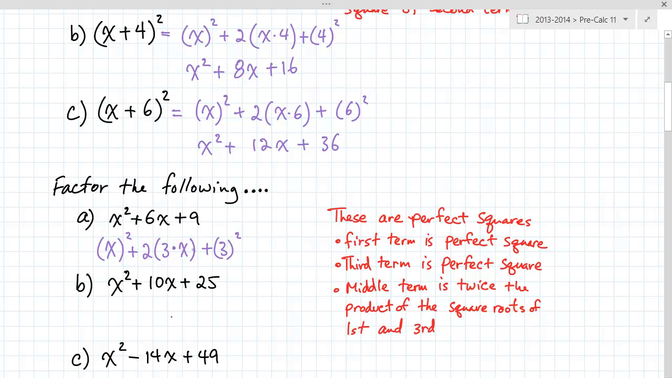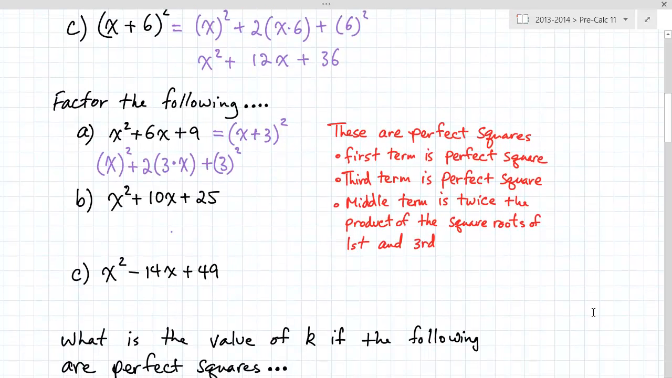If that's the case, how do I write this in factored form? x plus 3 to the power of 2. And that's the factored form. These are perfect squares. The first term is a perfect square. The third term is a perfect square. The middle term is twice the product of the square roots of the first and third. So we can factor them as perfect squares. Okay, go ahead and do part B and C yourself.